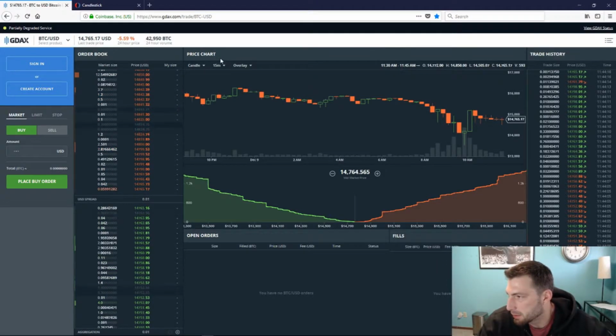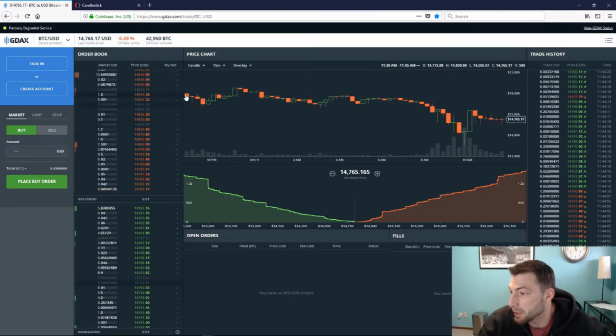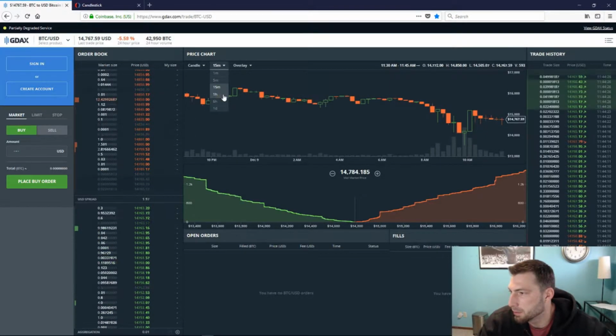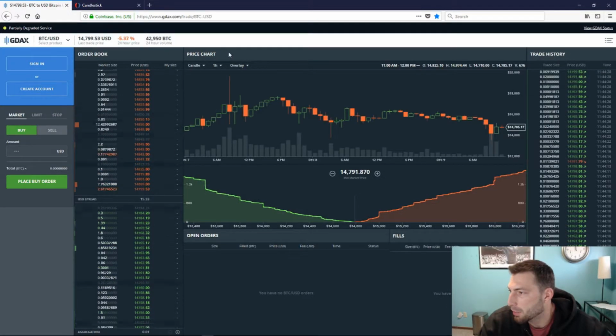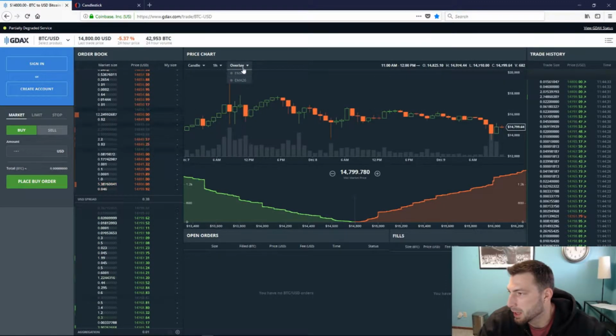But just to cover this again, each one of these is a candle. Each candle represents 15 minutes in time because we have this set to 15 minutes. We could change it to 1 hour, for example, and when we do that, each one of these represents 1 hour in time.